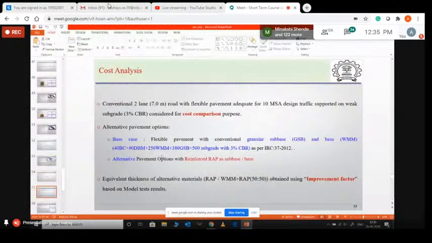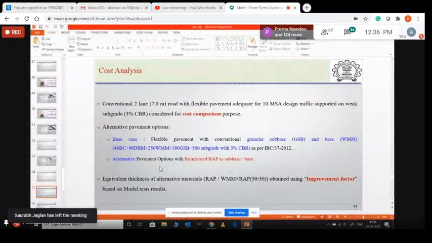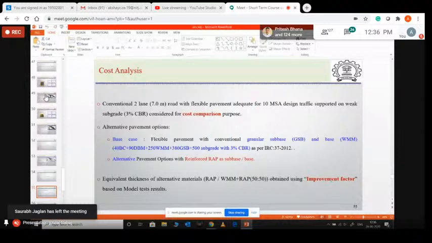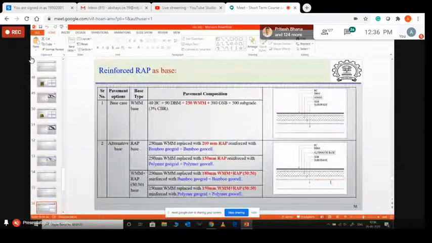We tried to do some sort of cost analysis also. Here also the same concept was there. The base case was conventional flexible pavement for 10 MSA traffic with 3% CBR, taking the composition from IRC37. And then after that, I tried to use alternative base and alternative subbase. For this alternative base and alternative subbase, I have used equivalent thickness of alternative material using the improvement factor, whatever improvement factor I have got from this model test. I'll try to explain this like this.